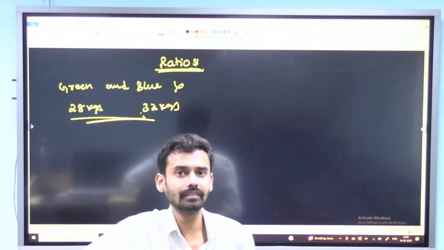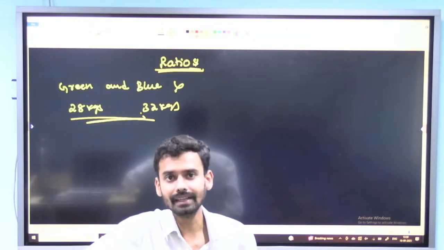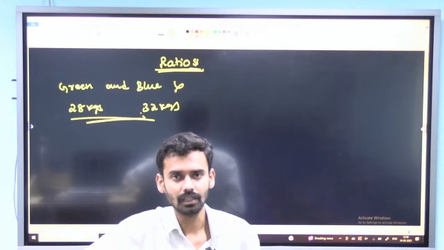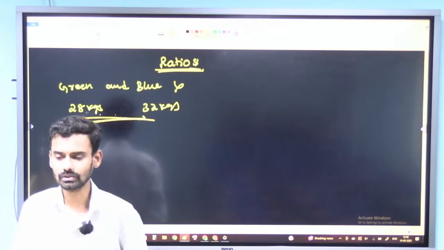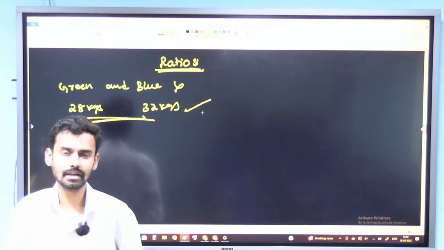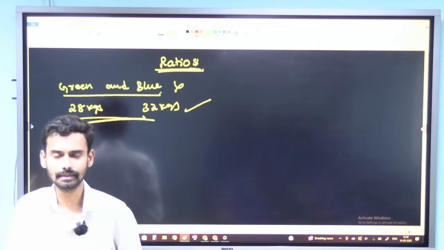Quality means something which defines the quality of an entity. Quantity means which assigns a number to it. So this is a quantitative comparison and not a qualitative comparison. So this comparison can be done using ratios, but not this one.